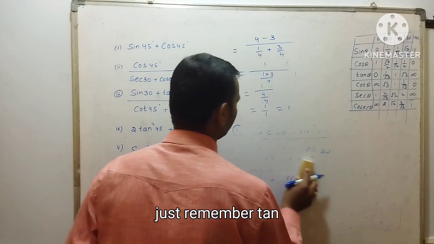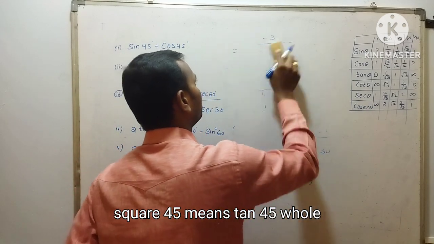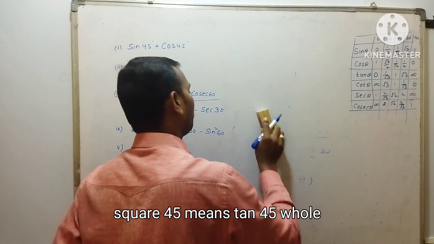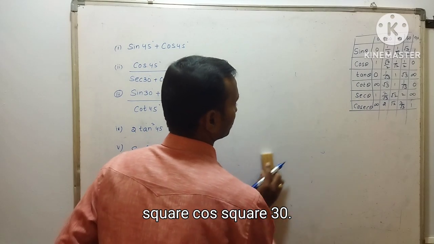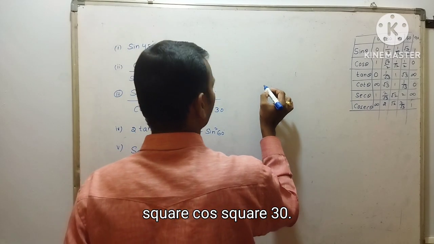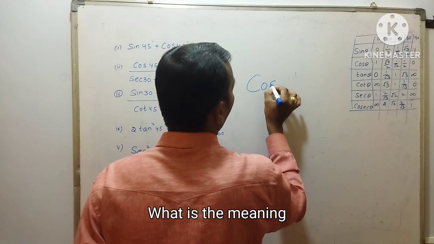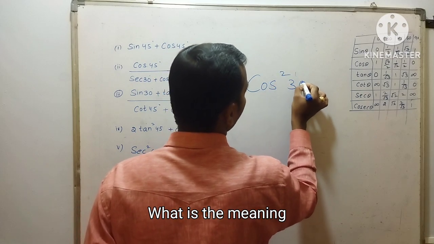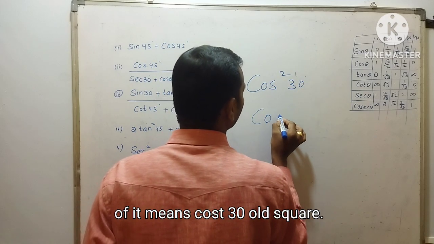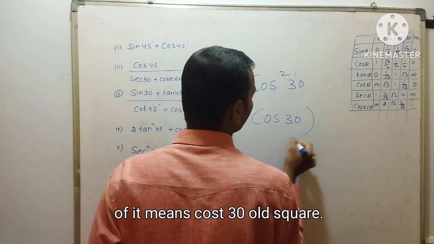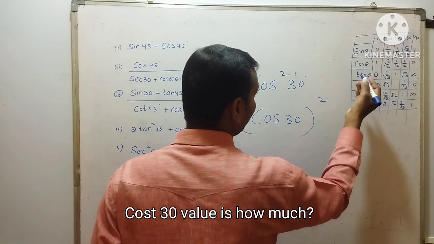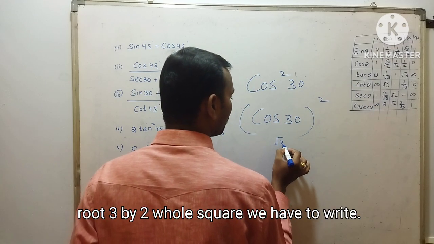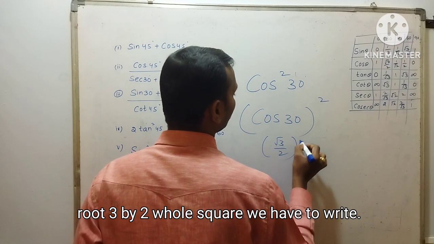So just remember, tan square 45 means tan 45 whole square. Cos square 30, what is the meaning of it? Means cos 30 whole square. Cos 30 value is how much? Root 3 by 2 whole square we have to write.